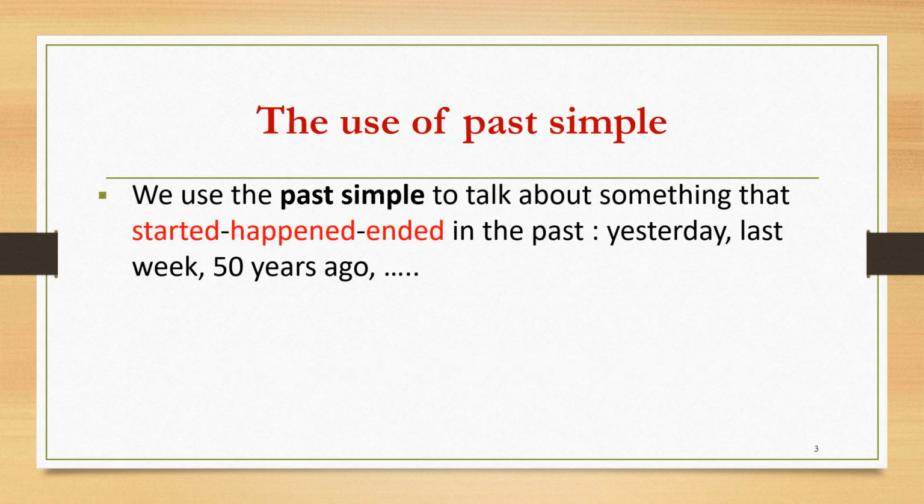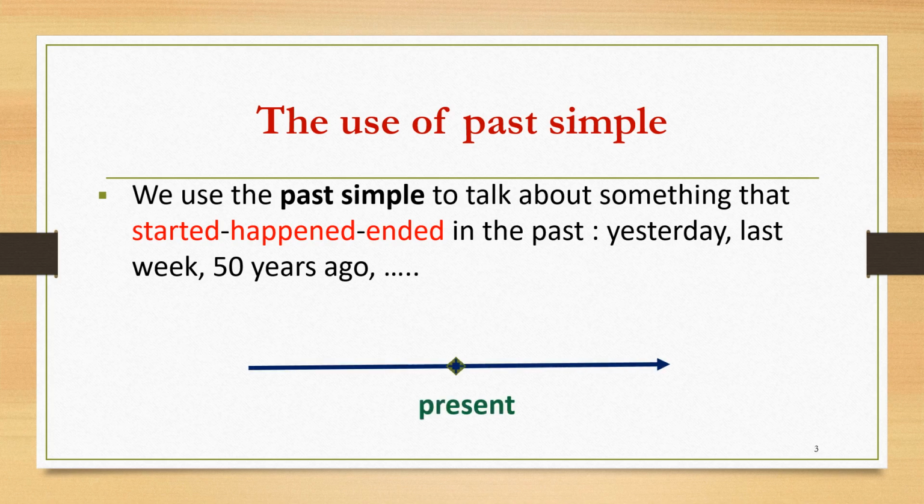In English, we use the past simple to talk about something that happened in the past. A situation that started and ended and it's over at the moment of speaking. Past like yesterday, last week, 50 years ago, etc. It is shown here using the timeline. If we are here at the present moment, we use the past simple when talking about something that happened and ended before now, before the moment of speaking.